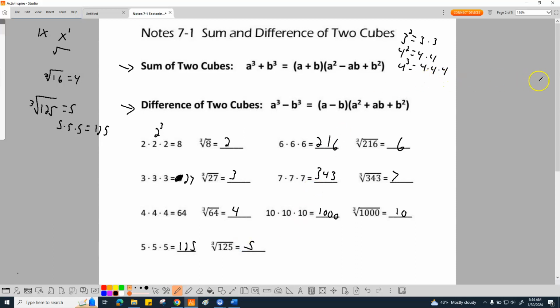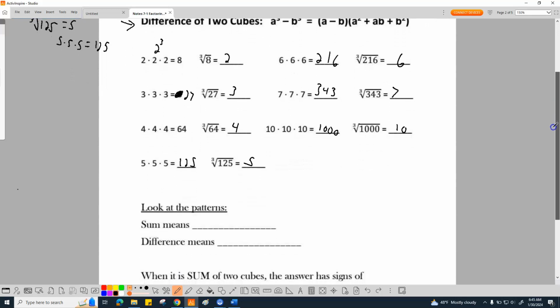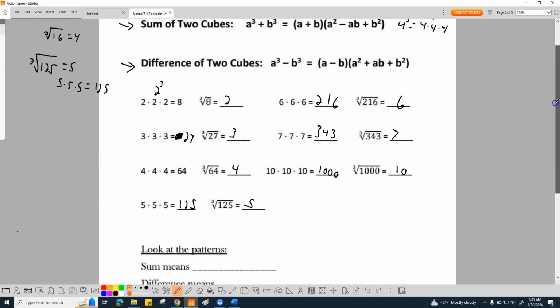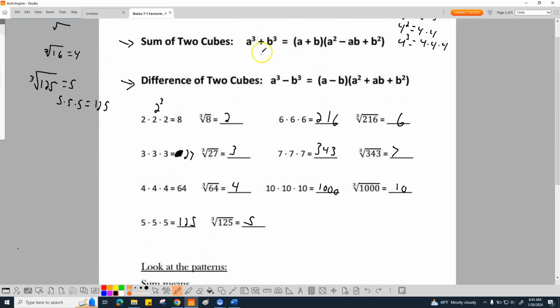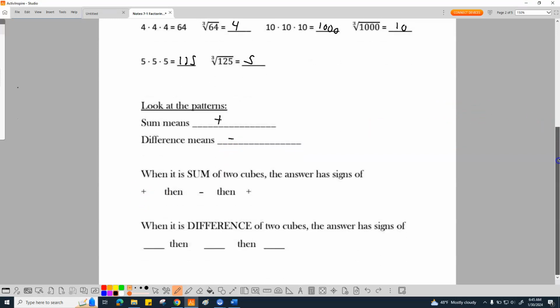So that's the main lecture on basically what cubes are. Now look at the patterns. Do you see the sum? I want you to figure this out. Sum means we're adding them together. The difference means we're subtracting them. So moving on down to this, sum means adding, and I'm going to put the adding there. Difference means subtracting.